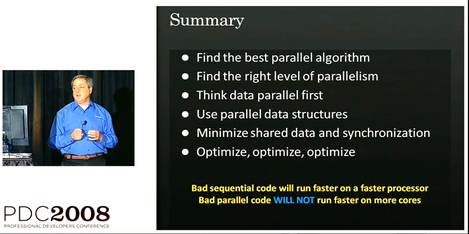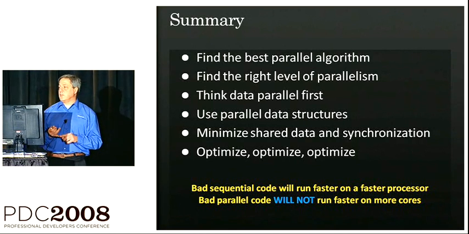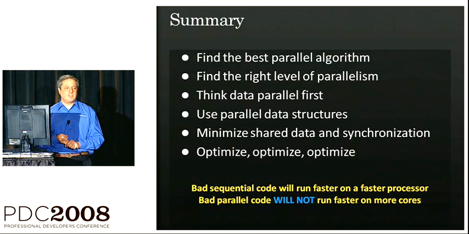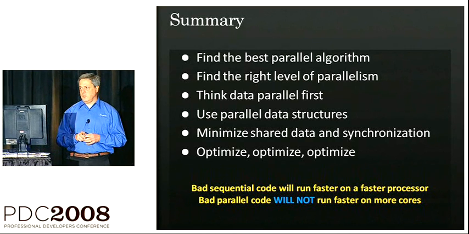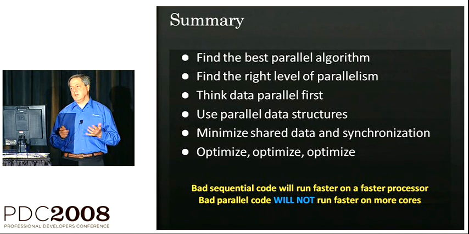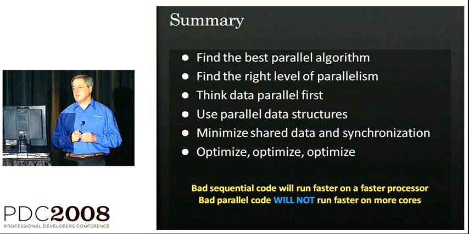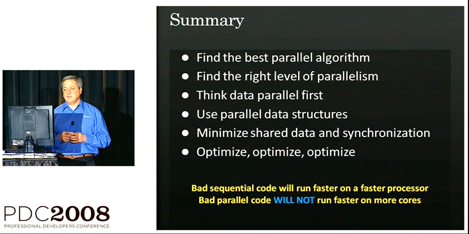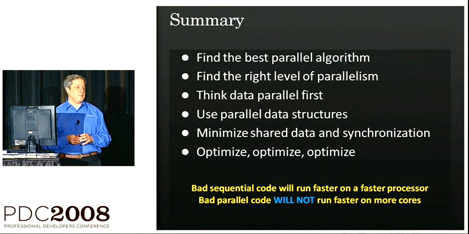Task parallelism is fine and great, but it can be sort of limiting in scalability. Use parallel data structures. Try to use things like trees and graphs, dictionaries, arrays, vectors. Those are all parallel data structures with multiple entry and exit points. Queues and stacks aren't, so be careful. Minimize shared data and synchronization, and just optimize, optimize, and optimize.